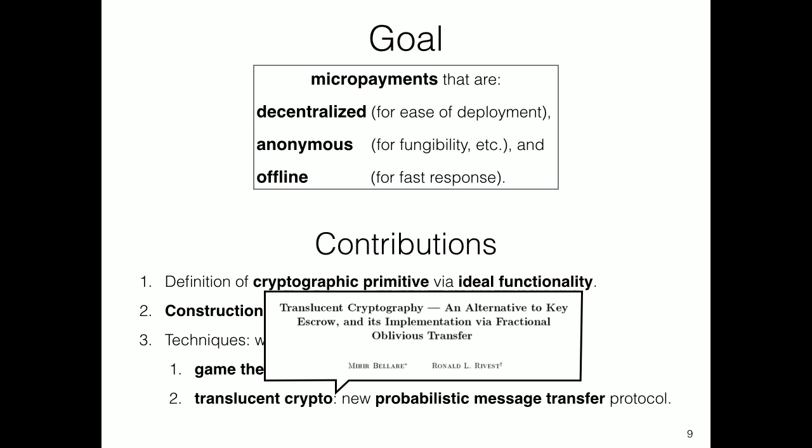And this term translucent crypto comes from a paper almost 20 years ago by Bellare and Rivest, where they used it for key escrow. So the government can decrypt your message with some small probability, but not always. So your message is translucent. And yeah, back then it was, I guess, a negative use, but now we're using it to help the people, I guess.